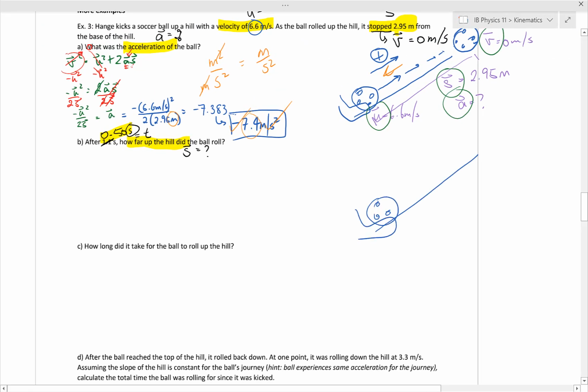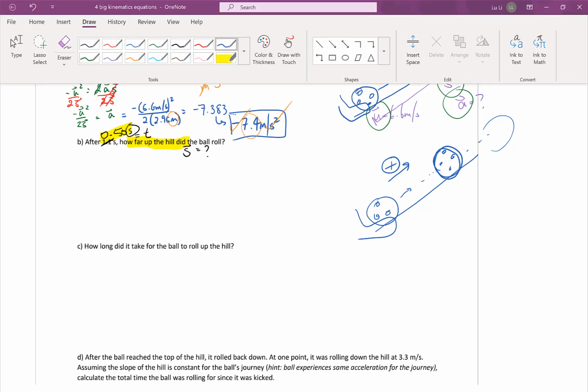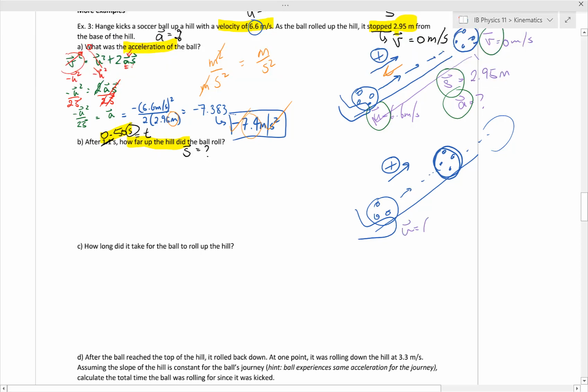Let's draw a picture. Soccer ball's being kicked, and it goes up, up, up. It ends up being somewhere, and we don't know whether the ball has come down already or hasn't reached the top yet. I am going to write that going up the hill is the positive direction. So let's do some labeling first. Initial velocity here is 6.6 meters per second. We know that it's traveled for a total of 0.5 seconds. We are trying to find the total displacement up the hill, and now we're kind of stuck.